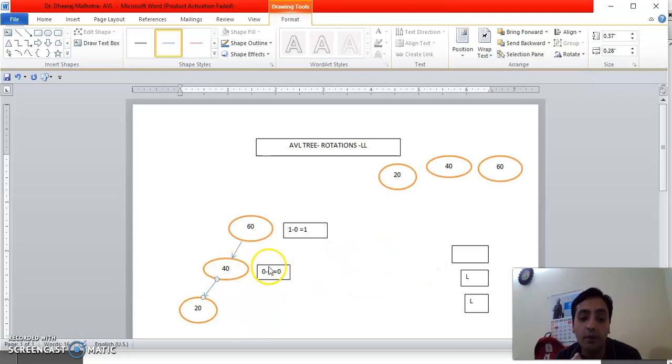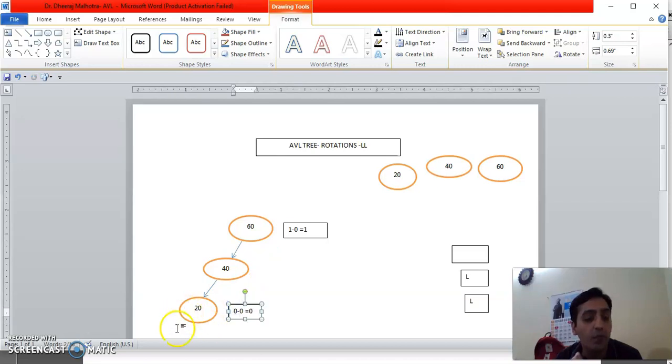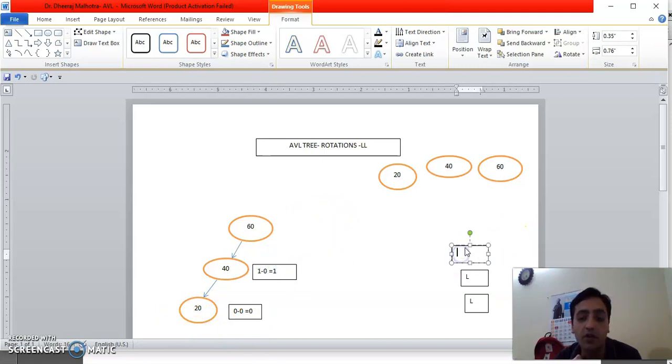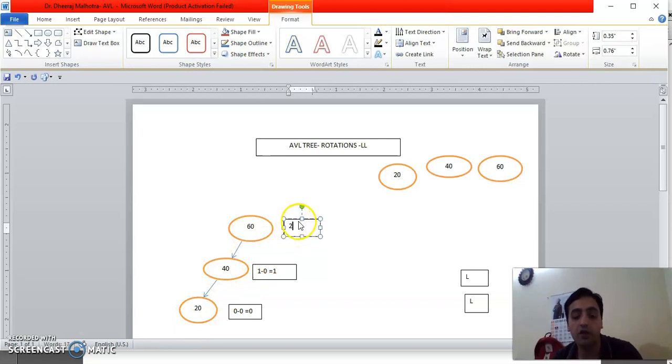Why? Because as soon as we do insertion, we need to repeatedly calculate the balance factor. For 20, the left child is 0, the right child is 0, so 0 minus 0 is 0, and for 40 it is 1 minus 0 is 1. But for 60, how to calculate this? The height of the left subtree is 2, because the longest branch is 2, but there is no child on the right side, so 2 minus 0 is 2. As you can notice, for 60 the tree is unbalanced.